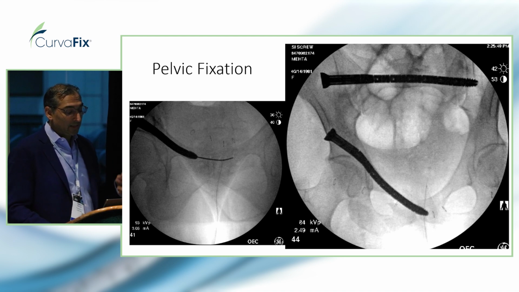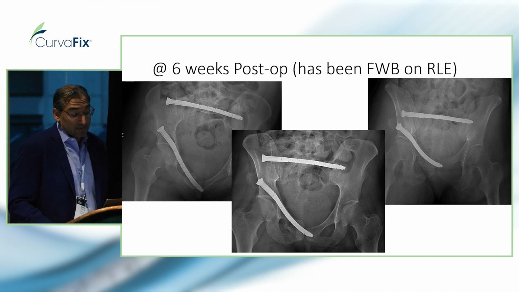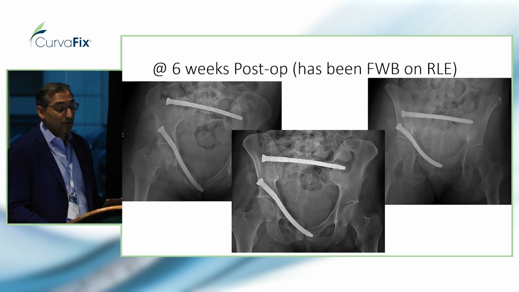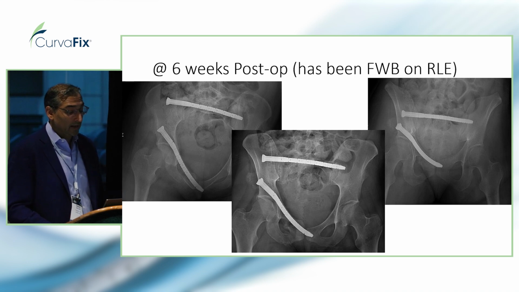I allowed her to be immediate weight bearing post-operatively on that right leg while she was waiting for her left lower extremity prosthesis. This is her x-ray at 6 weeks. She's been full weight bearing, and I actually haven't seen her since her 6-week mark. So I have no idea what she's doing, but she hasn't come back, and she was able to go home right away. She was able to take care of a child. She went back to work a week after we discharged her.